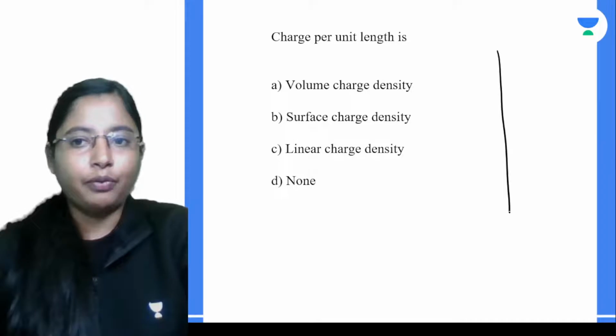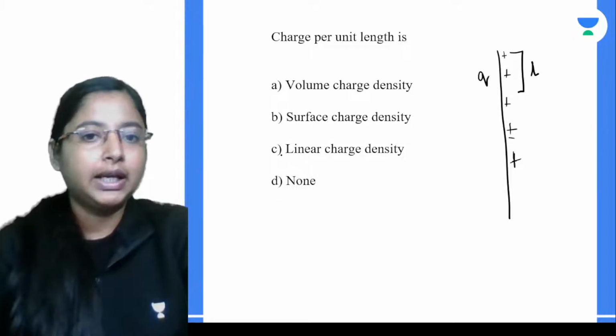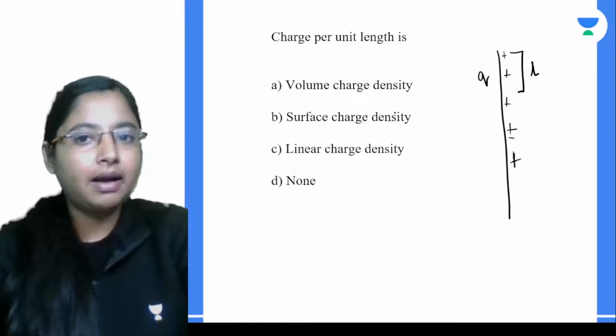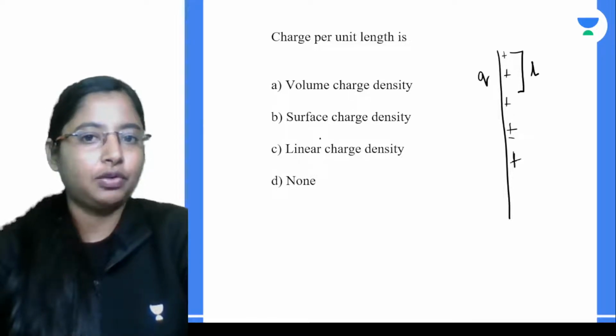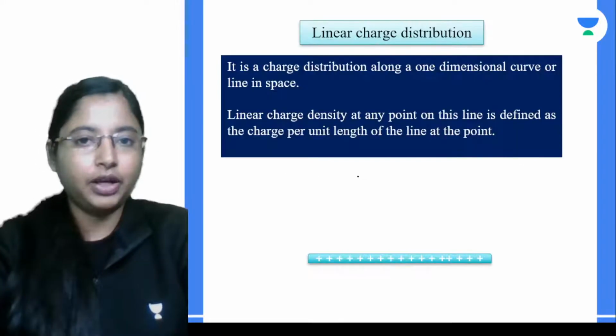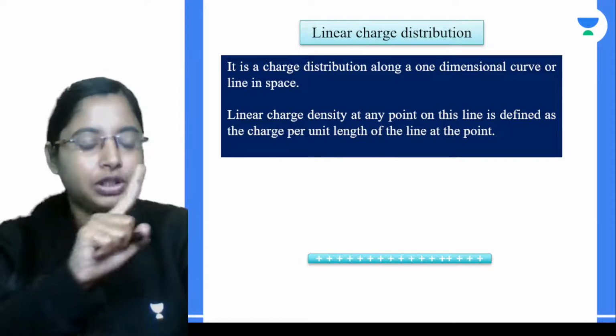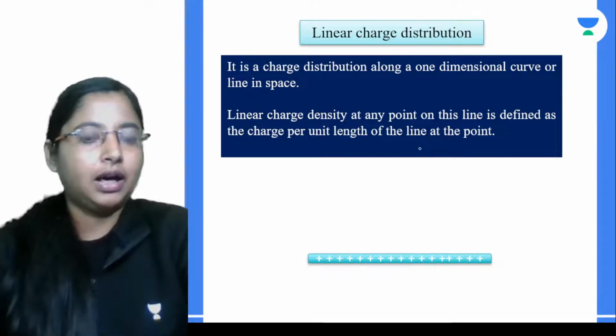Let's say we have a wire and there are charges everywhere in this particular wire. How much charge is there per unit length of the wire? Is it volume charge density, surface charge density, linear charge density, or none of the above? This is linear charge density. Linear charge density is when the charge distribution is along a one-dimensional curve or line in space.